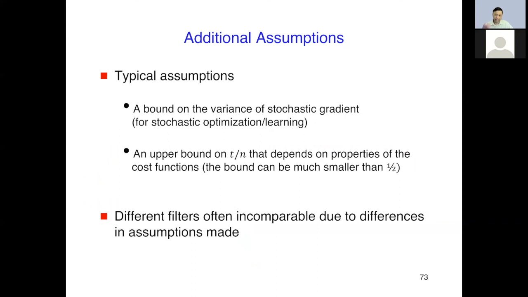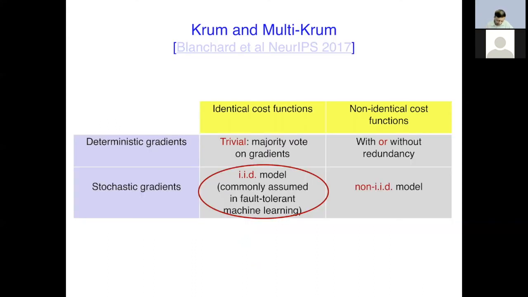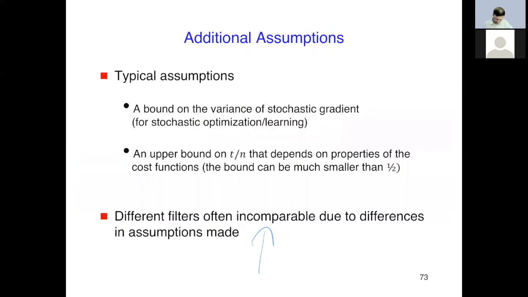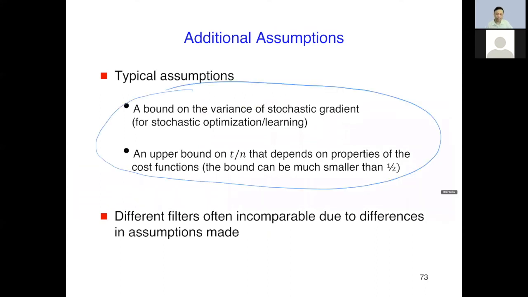But for example, we said here that the assumption is that the functions are identical in the sense that the agents produce stochastic gradients with identical distribution. That's an assumption that's being made to argue that the algorithm provides some desirable fault tolerance properties. But often, most of these papers will make other assumptions too, such as these.